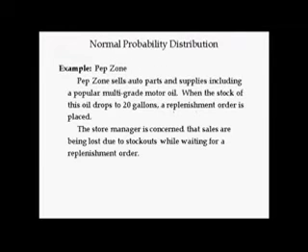Pepzone sells auto parts and auto supplies, including a popular multi-grade motor oil. When the stock of this oil drops below 20 gallons, a replenishment order is made. The store manager is concerned that sales are lost due to stockouts while waiting for a replenishment order.